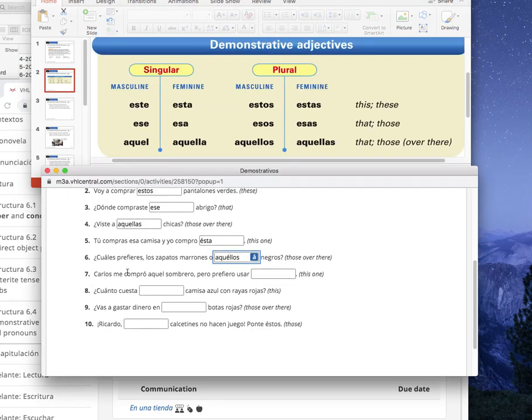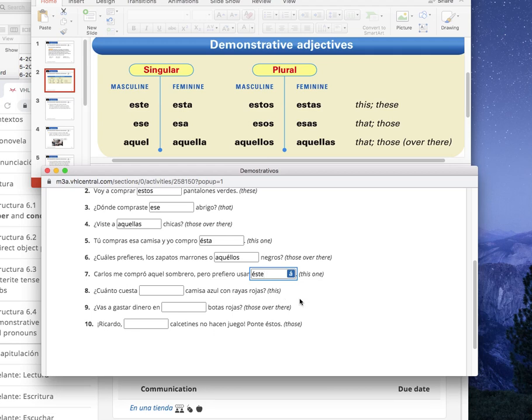Número 7. Carlos me compró aquel sombrero, pero prefiero usar this one. So again, we have a pronoun. So we have to use an accent on the E, like we just saw. And this one referring back to a sombrero, which is singular and masculine. So we would say este. Este. Bien.